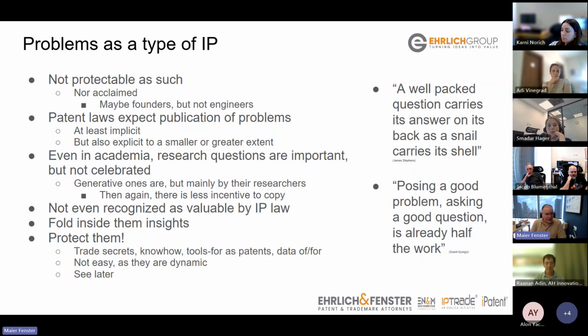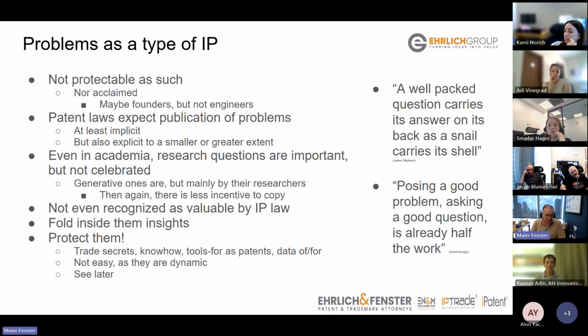The patent law expects you to publish your problems. Okay, it doesn't give protection, but it expects you to publish them. At the very least, the problem should be implicit in your patent, but in some countries, they actually expect the problem to be well, or at least a little bit, written out in your patent document.